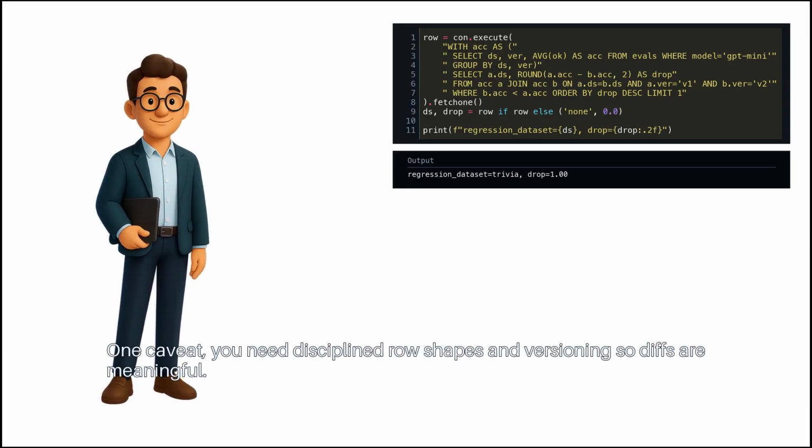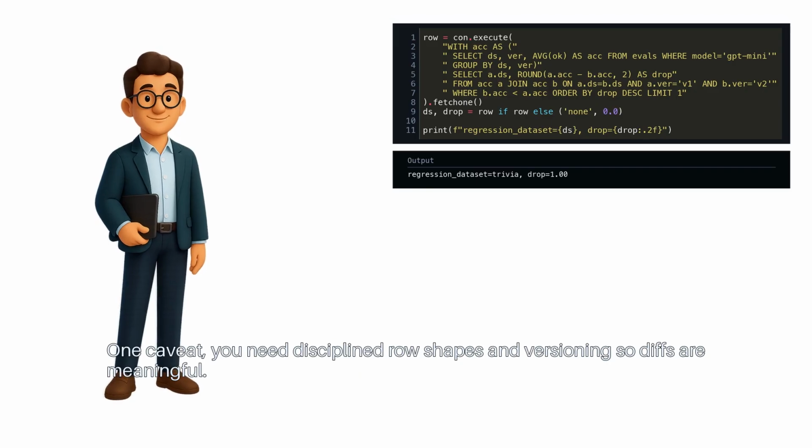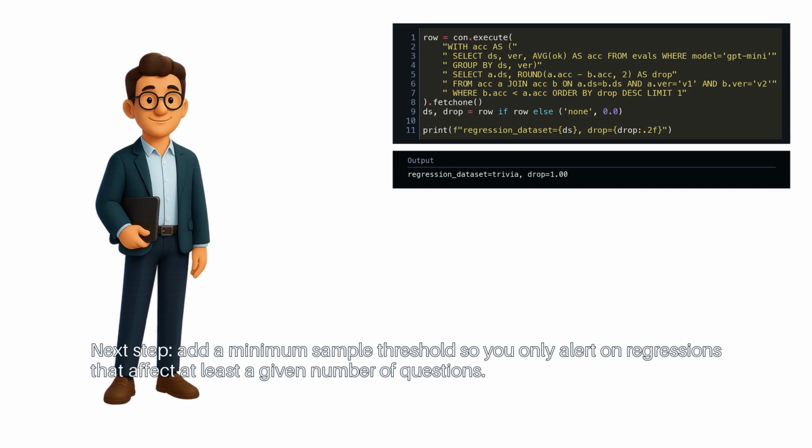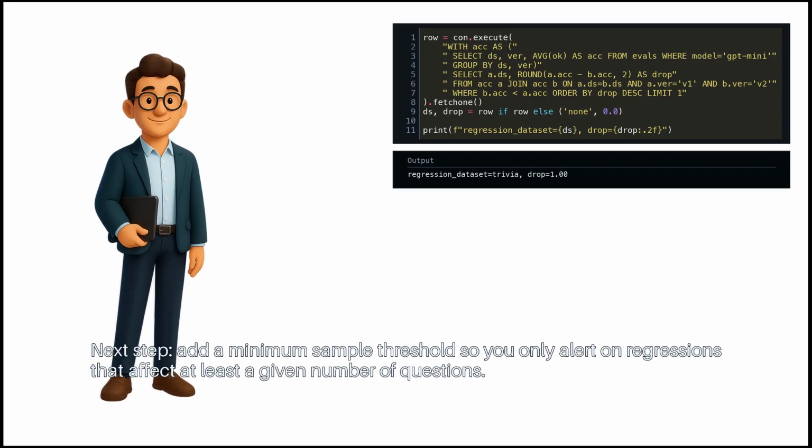One caveat: you need disciplined row shapes and versioning so diffs are meaningful. Next step: add a minimum sample threshold so you only alert on regressions that affect at least a given number of questions.